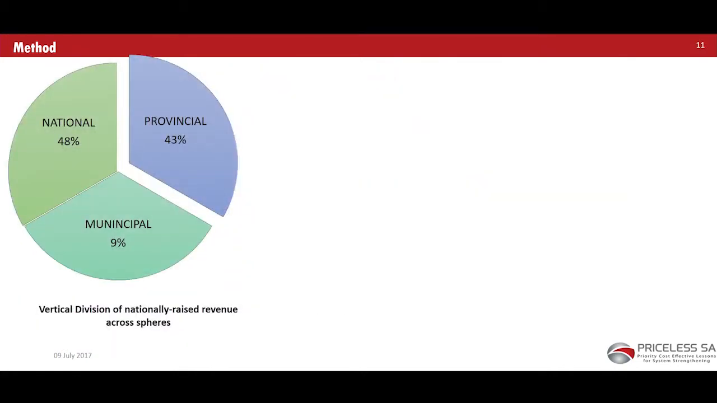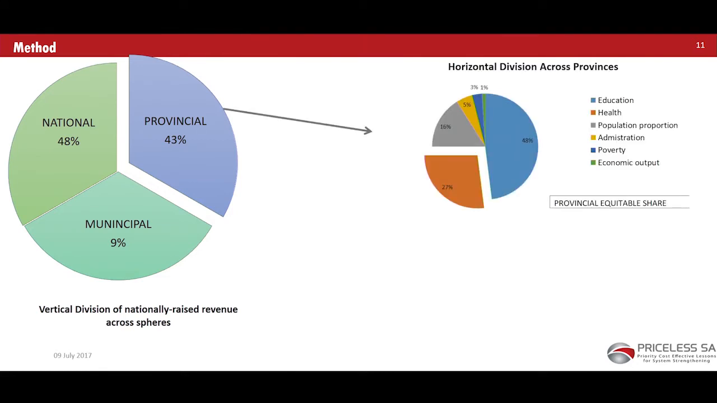So to describe this a bit further, we've got the national consolidated revenue here. The national government retains 48%, allocates 43% to all the provinces and 9% to the municipalities. So this 43% is then divided across all the nine provinces using what is called the provincial equitable share, which has got six components. And 48% of that is transferred to the provinces through what is called the education component, 27% through the health component, and so on.